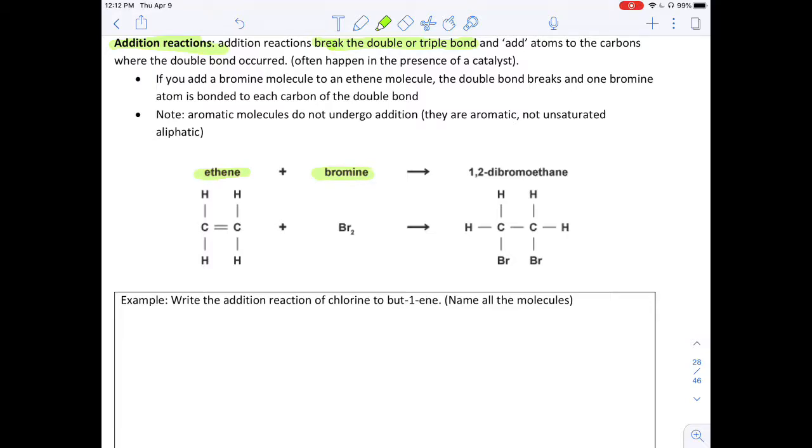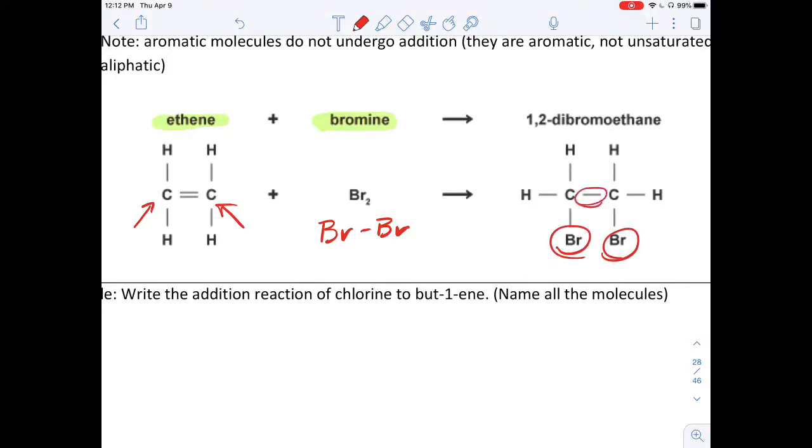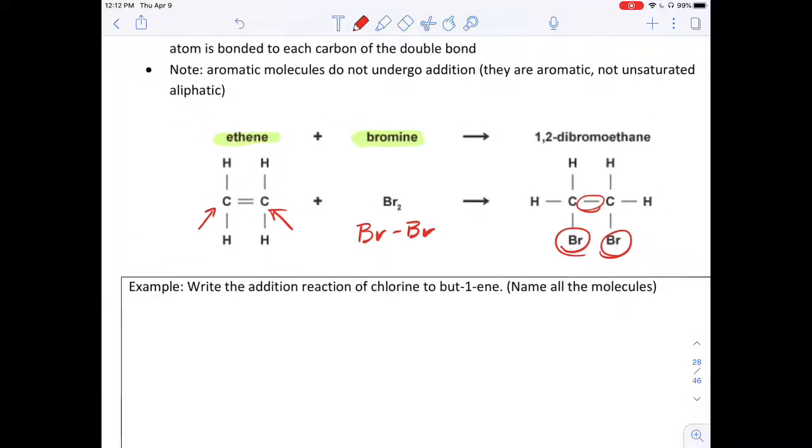Essentially what you're doing is you're breaking the double bond of the ethene, and you're going to add a bromine to each carbon. My bromine molecule is a symmetrical molecule. It's got two bromine atoms, and my ethene has got this double bond that's here. What happens is the double bond gets broken, and a bromine is added to each of those carbons. So over here, I've got a bromine on each of the carbons, and now I'm down to a single bond. So ethene plus bromine makes 1,2-dibromoethane. That's essentially what happens with addition reactions.